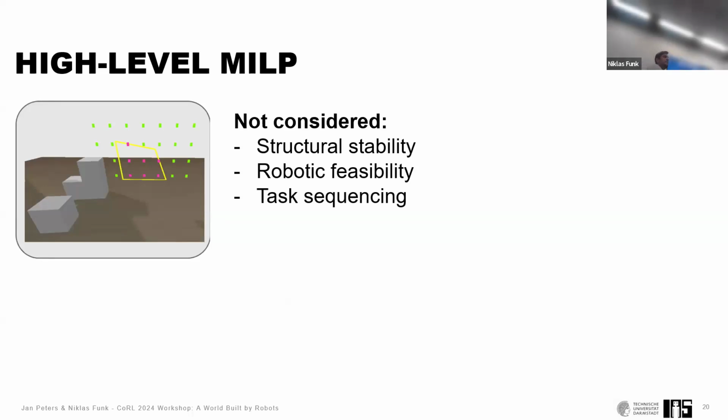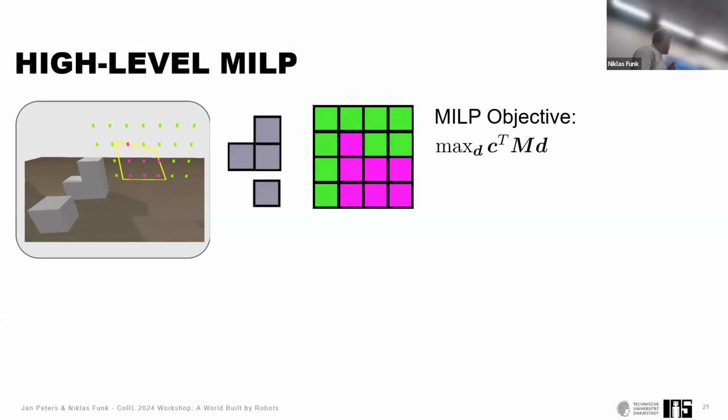So on the highest level, mixed integer program, we don't consider structural stability, robotic feasibility, and task sequencing. So this is purely geometric. So we convert this scene into such a representation, a grid-like representation, where the objective is C transpose times M times D. So C is a cost vector that incentivizes filling the pink voxels that should be filled throughout the assembly, while it penalizes unnecessary filling of the green voxels.